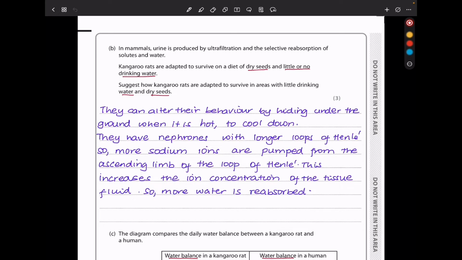So first, they alter their behavior by hiding underground when it's hot in order to cool down to prevent excessive water loss. They also have nephrons with longer loops of Henle, so more sodium ions are pumped from the ascending limb of the loop of Henle, and this increases the ion concentration of the tissue fluid, so more water is going to be reabsorbed.